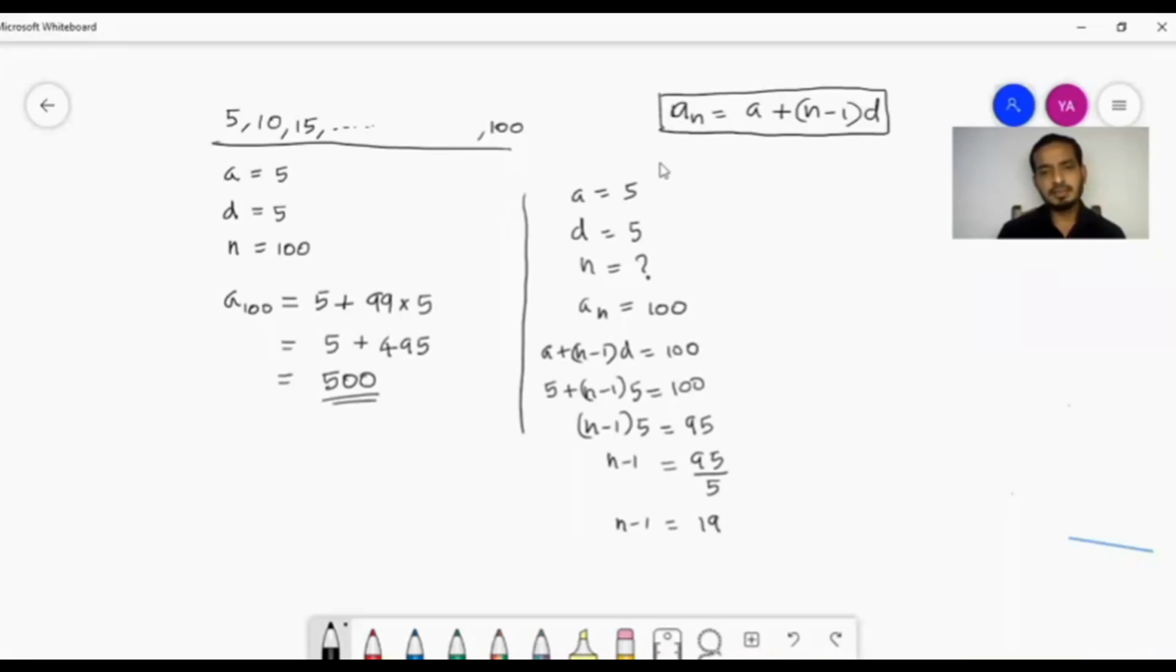Okay, the next step, n is equal to, the minus 1 we can move to the right side. So n is equal to 19 plus 1. So n is equal to 20. Okay, so we got the position value n. That means in this progression, A20 is 100. The position value of 100 in this progression is 20. 20th term of this arithmetic progression is 100.